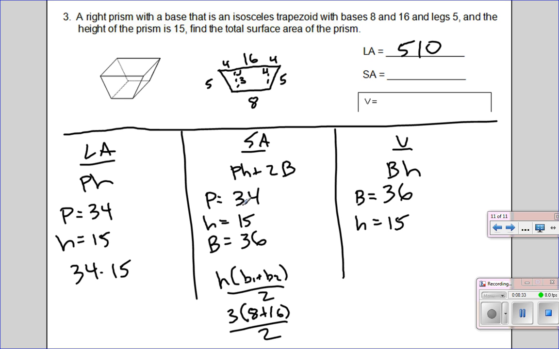So now you just plug in here. For surface area, 34 times 15 plus 2 times 36 gives you 582. Then you plug in here 36 times 15, and you get 540 for the volume. Of course, this is in cubic units. This would be in square units.